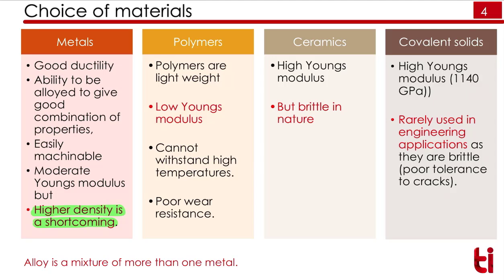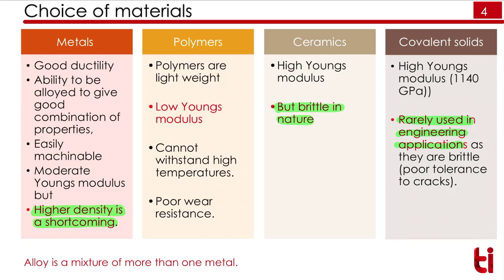The next obvious choice is the ceramics. Ceramics have higher Young's modulus than metals and polymers, but the problem is they are brittle in nature, and due to this brittleness they will have catastrophic failure. As I told you in the last slide, they will fracture without any warning. So we cannot use ceramics also. The remaining option is now only the covalent solids. These solids have the highest Young's modulus among all materials due to the strong bonding, but we rarely use these for any application because of the catastrophic failure.